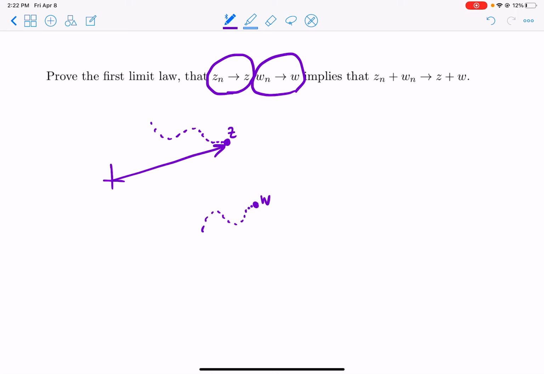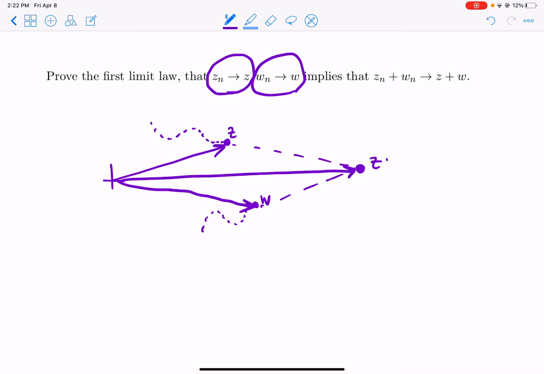But Z and W are actually complex numbers, so they're vectors, so we can add them. And here is Z plus W. And each of these Zn's is a vector, and this Wn is a vector, so we can add them. And we get Zn plus Wn. And we could do that for all of them, so we get now another sequence of points. The claim is that sequence actually approaches this complex number.